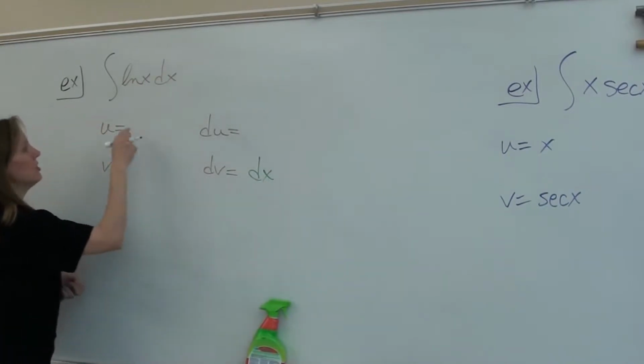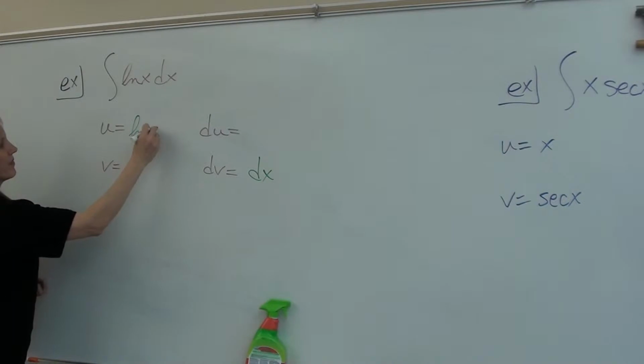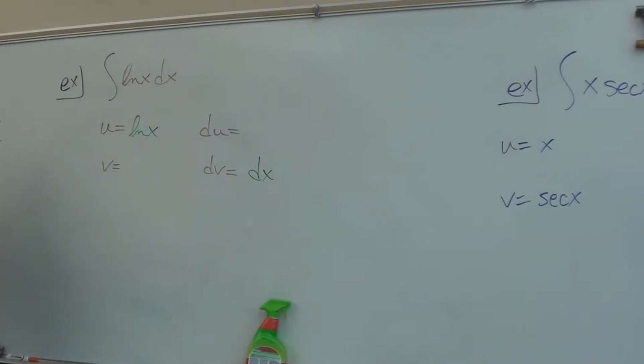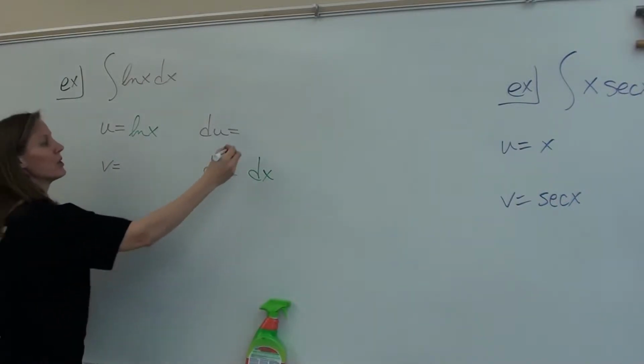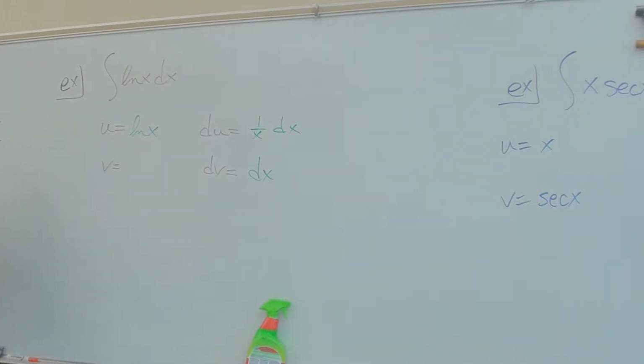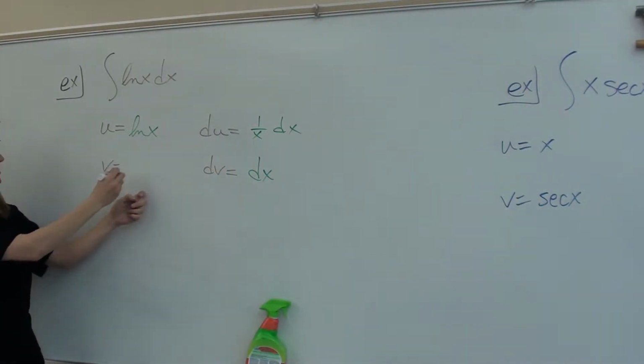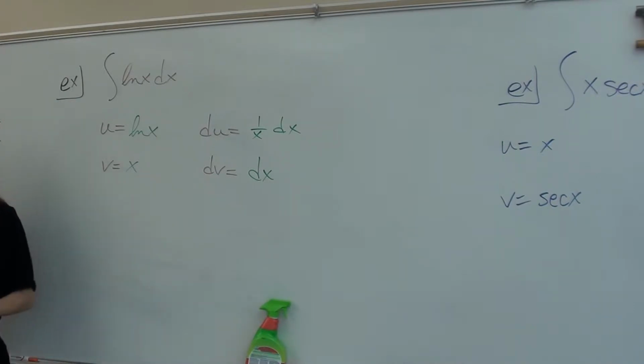So what's u? ln x. All right, so if u is ln x, what's du? 1 over x dx, right? If dv equals dx, what does v equal? x. Take a second, find the answer.